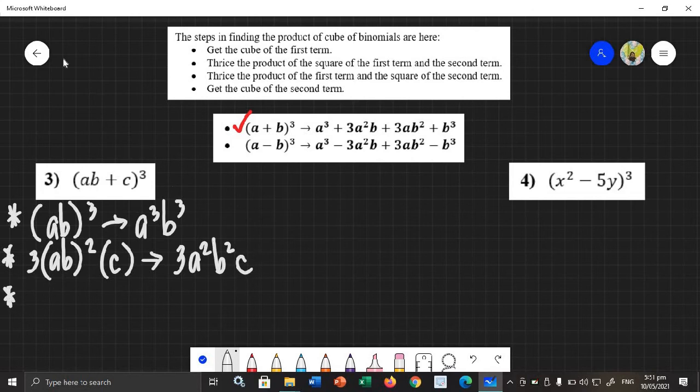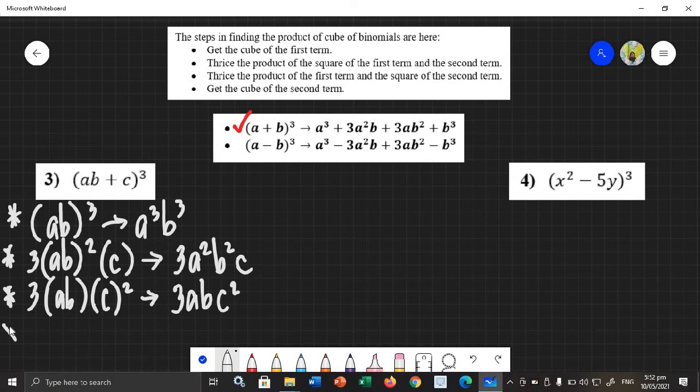And then the third step is thrice the product of the first term and the square of the second term. So the second term is C. So we have C squared. So if we get the product of this, we have 3ABC squared. Then applying the last step, we need to get the cube of the second term. So the second term is C, so we have C cube.